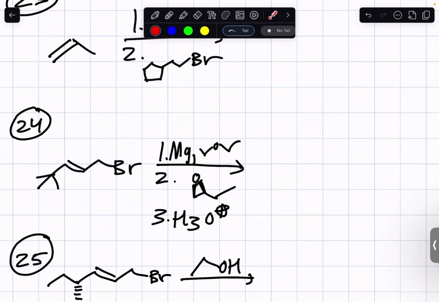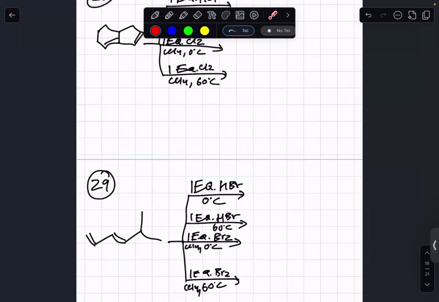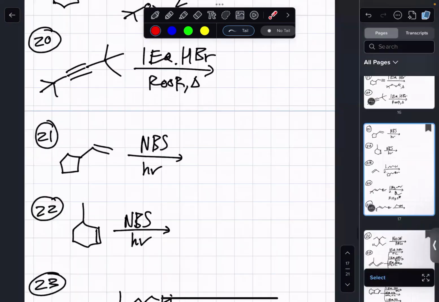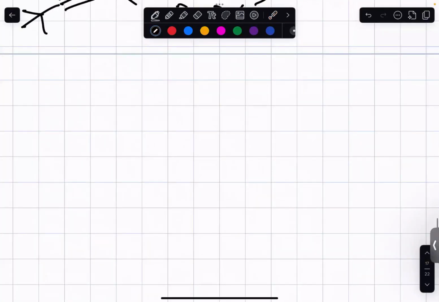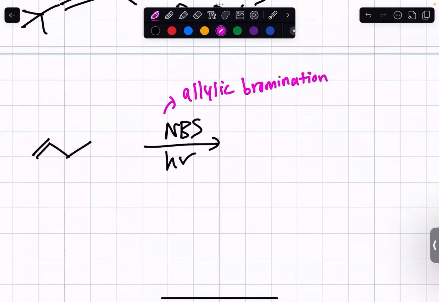NBS. It is. Okay. Let's do NBS then. Yeah, there's a lot of NBS questions. Let's do this one. So let me give you a simple alkene like this and react this with NBS and light. When you see this reaction, think of allylic bromination. Right? So let me give you guys what that means.